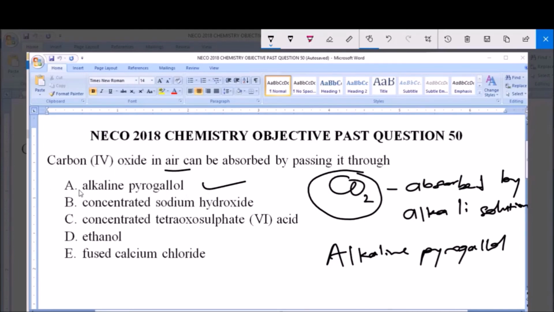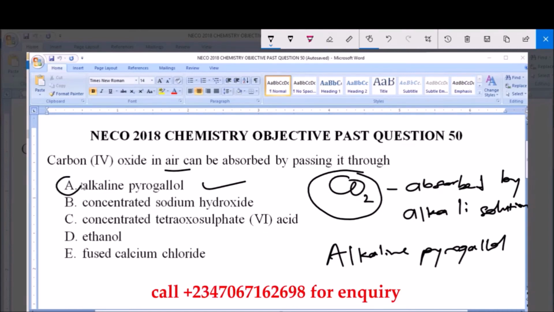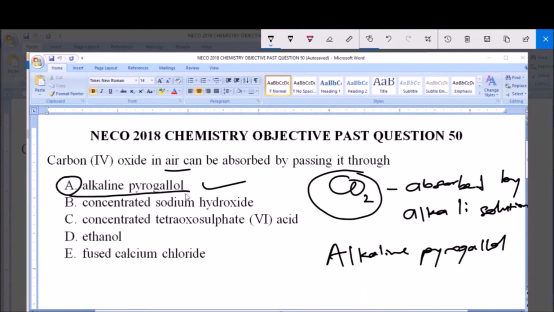When air is passed over alkaline pyrogallol, in order to prepare nitrogen or oxygen from the atmosphere, the carbon(IV) oxide in the air will be trapped by this alkaline pyrogallol. So alkaline pyrogallol is more suitable for absorbing carbon(IV) oxide from the air.